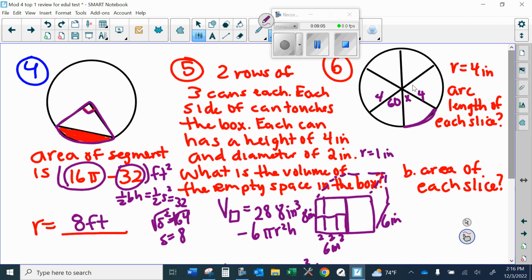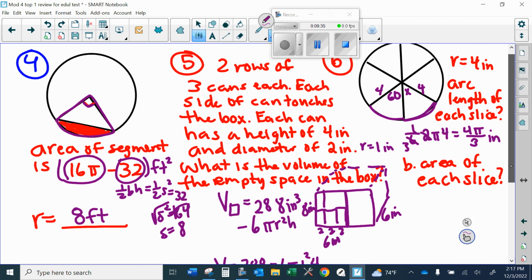So I have 60 over 360, which is 1/6 reduced, and the arc length 2 pi r, the circumference. And okay, so that will cancel down to 3, and I get 4 pi over 3 inches. That's the exact. Okay, and then if they wanted to round it, you just round it, putting a calculator around.